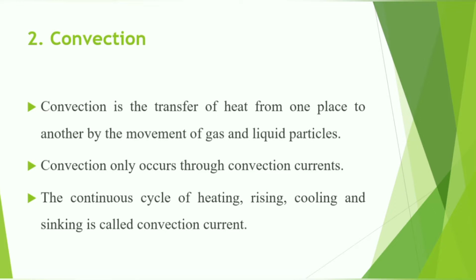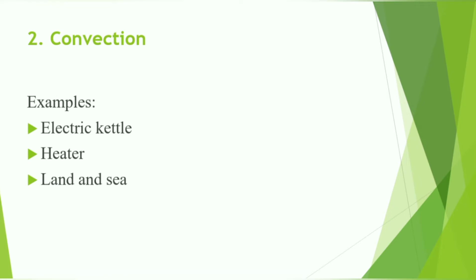अब convection होती कैसी है? It only occurs through convection currents. The continuous cycle of heating, rising, cooling and sinking is called convection current. अब आप लोगों ने confuse नहीं होना in between two terms, convection और conduction. Conduction होती है solids में और convection होती है gases और liquids में. Now we have to discuss convection in detail with the help of three examples: electric kettle, heater, land and sea.